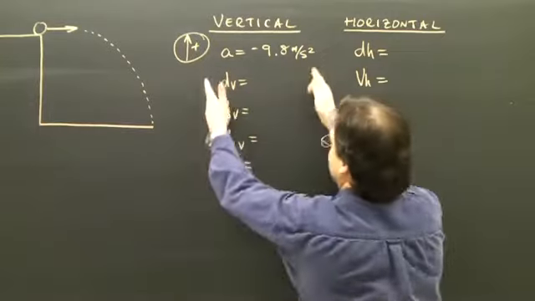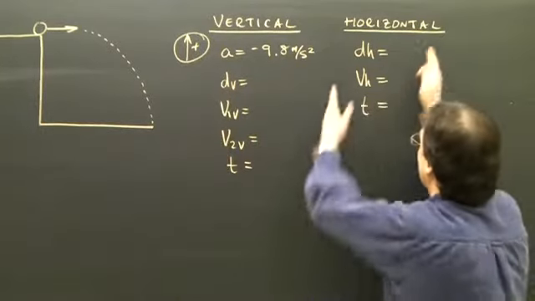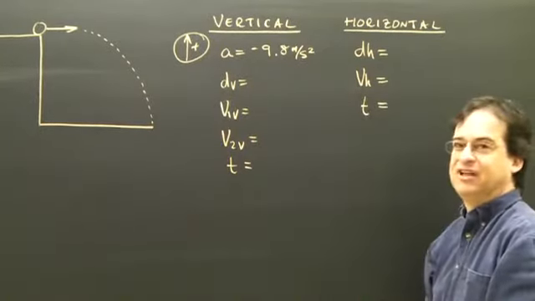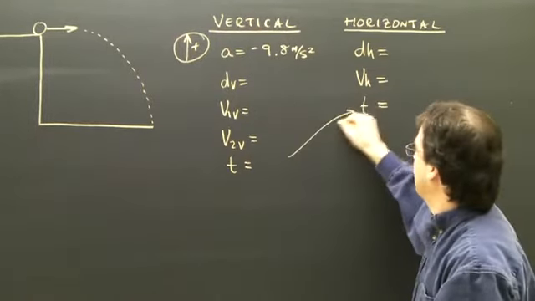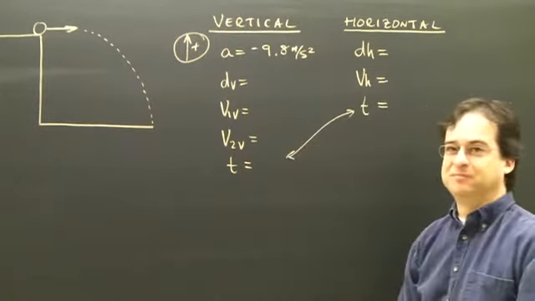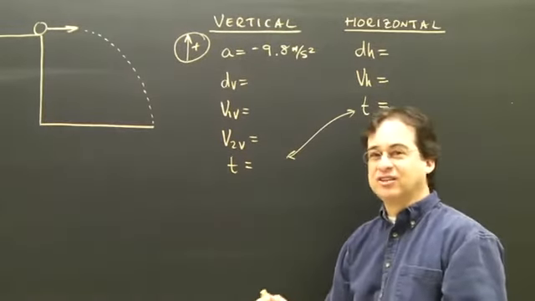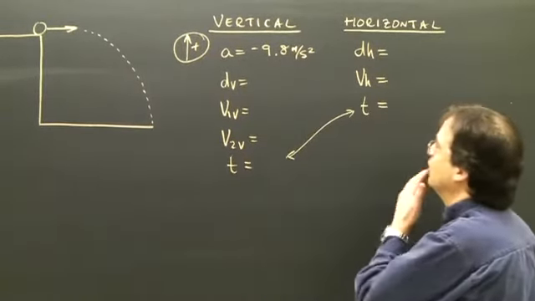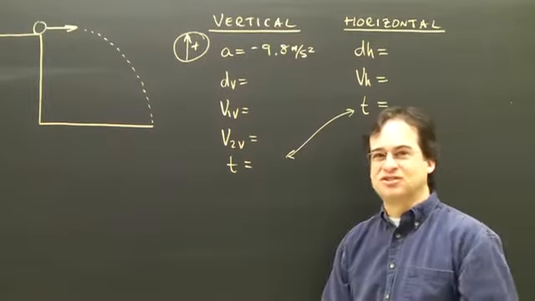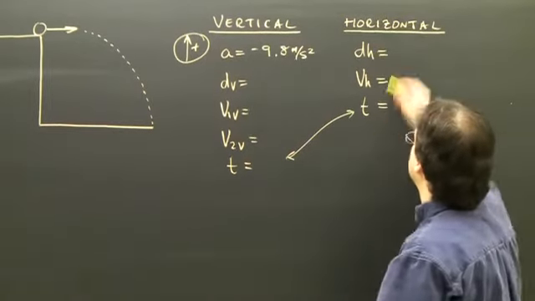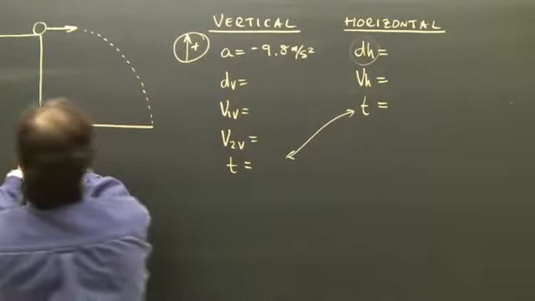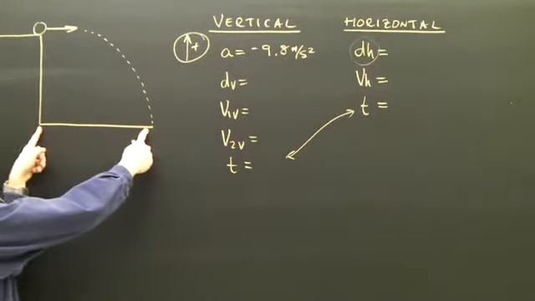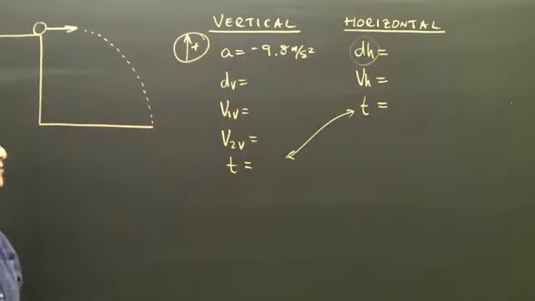All the vertical information goes here, all the horizontal information goes there. The only thing that can go from one column to another is time. These are both happening at the same time. So when I make up a question on a test, what I really do is decide what I want the students to solve for. Let's say I want them to solve for the horizontal distance. How far does this projectile go when it's launched at a certain velocity?